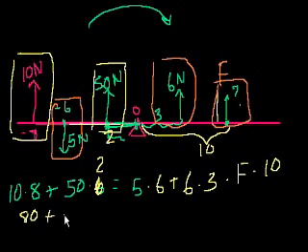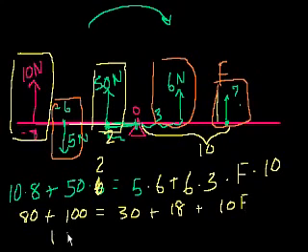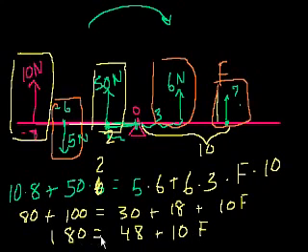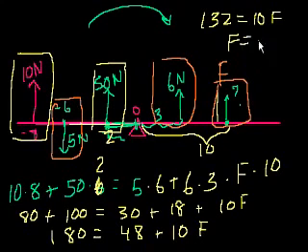We get 80 plus 100 is equal to 30 plus 18 plus 10F. We get 180 is equal to 48 plus 10F. What's 180 minus 48? It's 132. So we get 132 is equal to 10F, or F is equal to 13.2 newtons. So we guessed correctly that this is going to be a, I keep mixing up all of the clockwise and counterclockwise, but this is going to be a clockwise force, right?